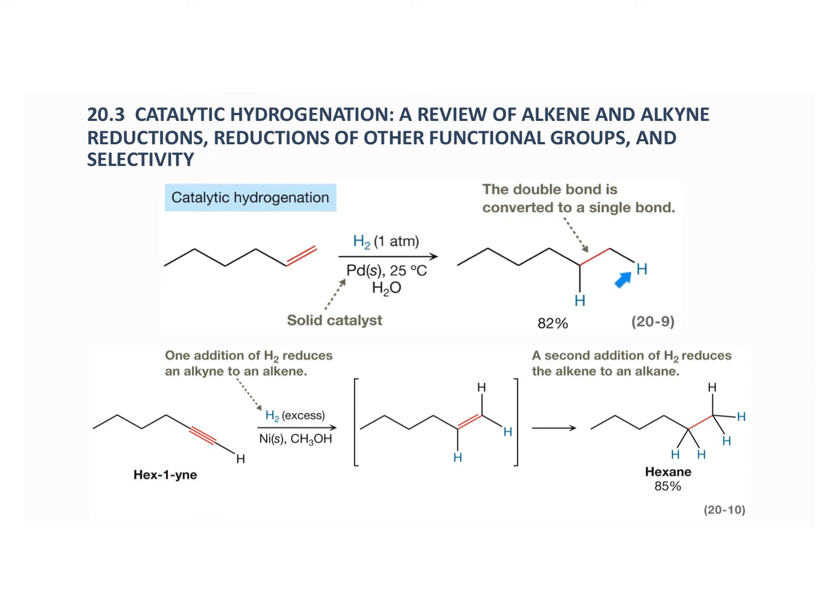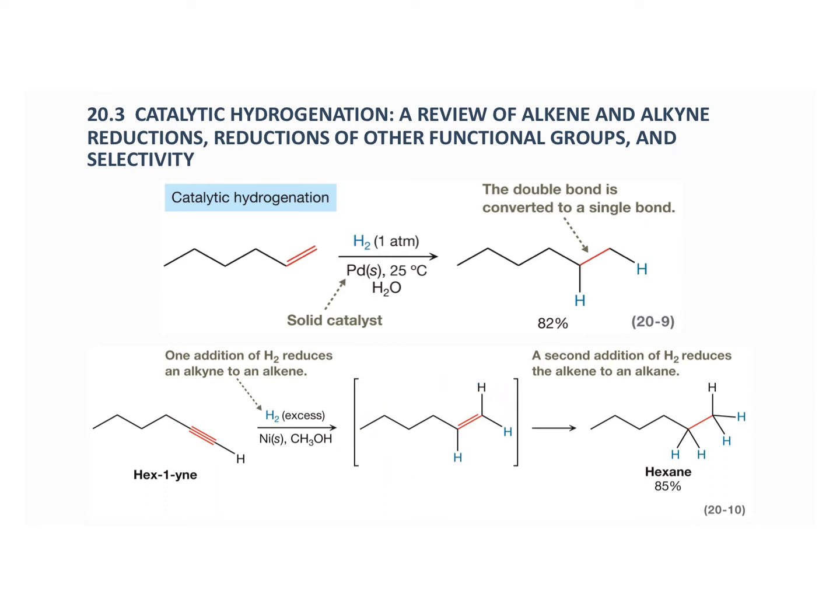So we go from an alkene to an alkane. Now, when we have a triple bond and we have hydrogen in excess, we can go from the alkene, and if it's in excess, all the way down to the alkane. Okay, so we can go through two functional group changes here.